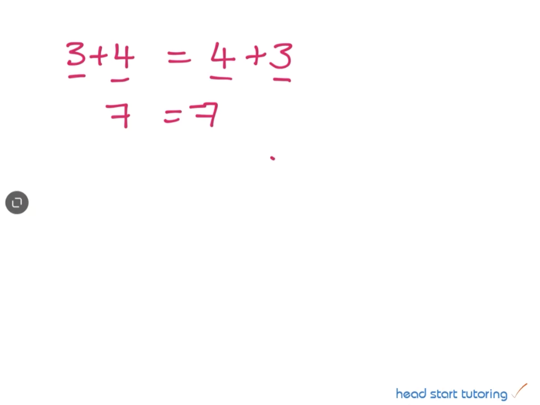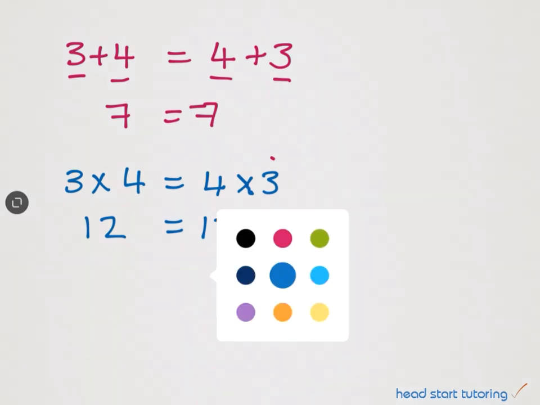Let's now have a look at when we are multiplying. So if we look at 3 multiplied by 4, let's see if that is the same as 4 multiplied by 3, which should still be quite obvious to us. 3 by 4 is equal to 12, and 4 by 3 is also equal to 12. So therefore, the commutative property applies to addition and it applies to multiplication.